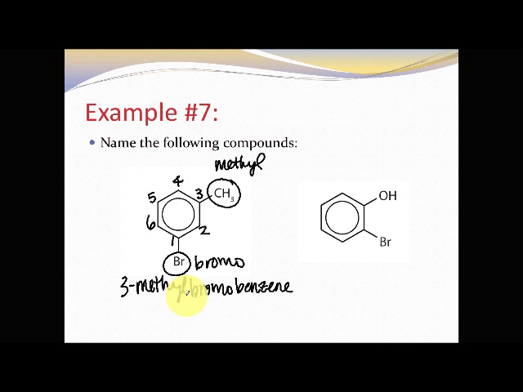Or, if we didn't want to use the numbers and we wanted to use the MOP system, these have one carbon separating them. They're not adjacent, and they're not directly across from each other, so this would be the meta way. Okay, so then for the meta, we would put it as m, M stands for meta, methylbromobenzene.